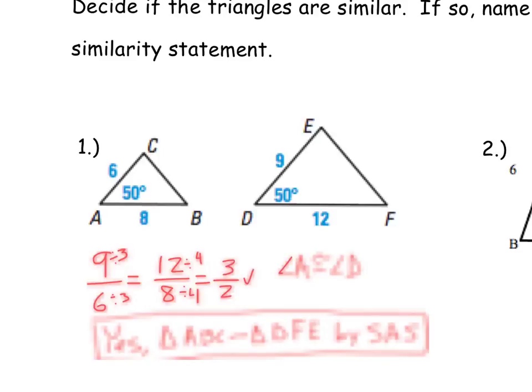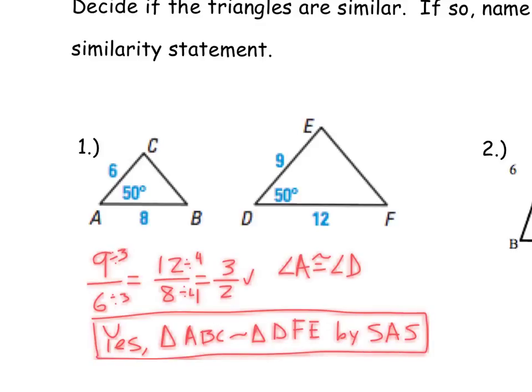We got angle A is congruent to angle D. So we can say yes. We would say triangle ABC is similar to triangle DFE by side, angle, side. That would be my answer, right?